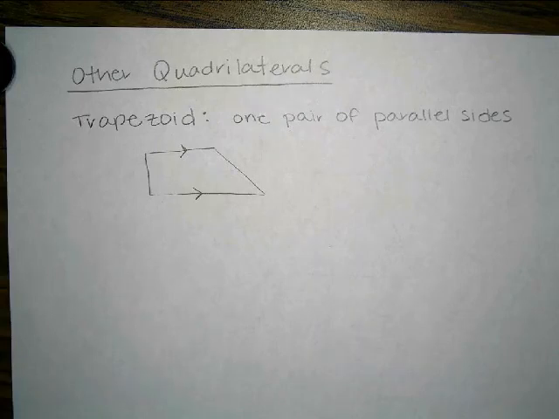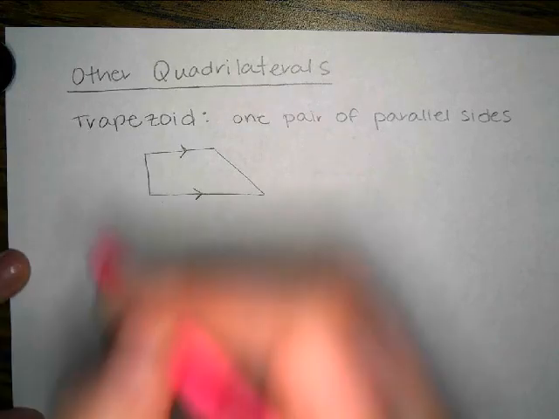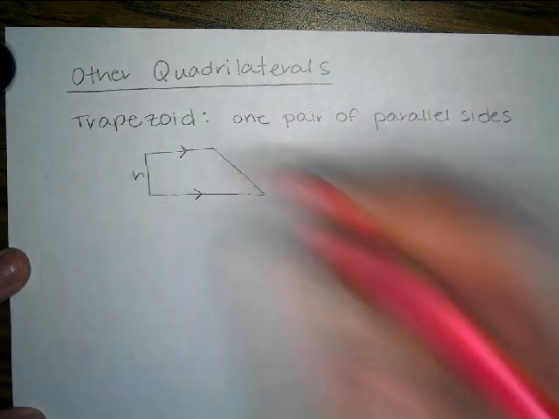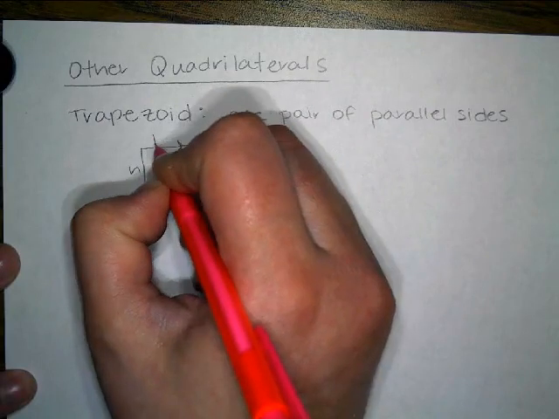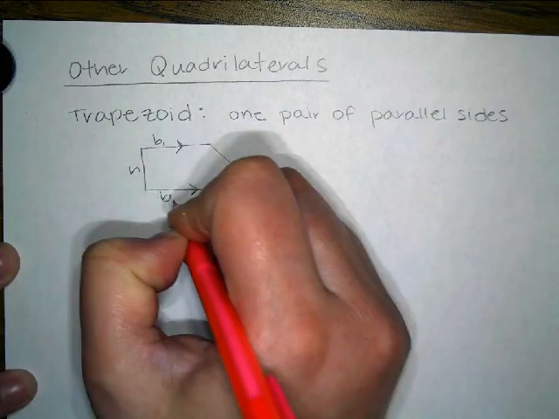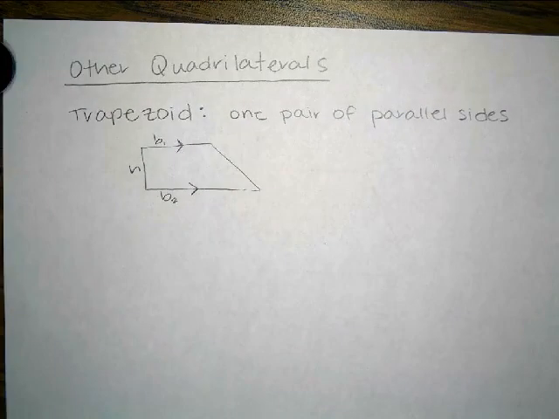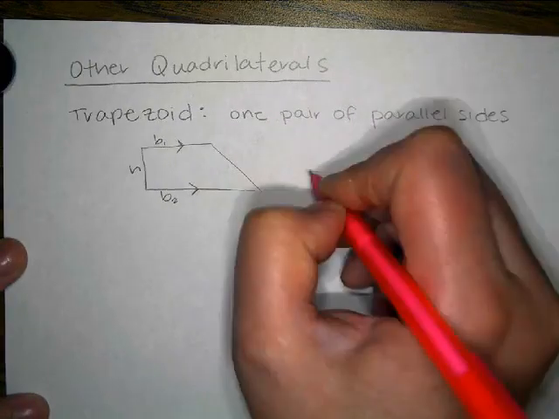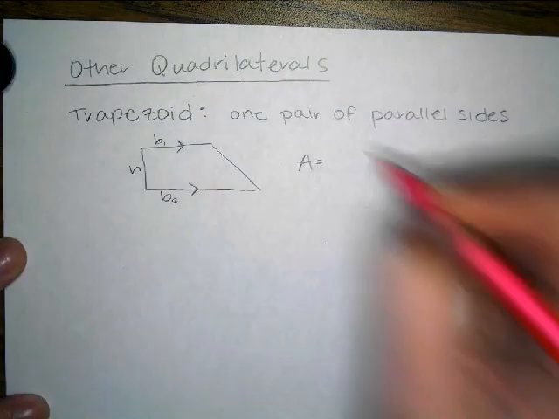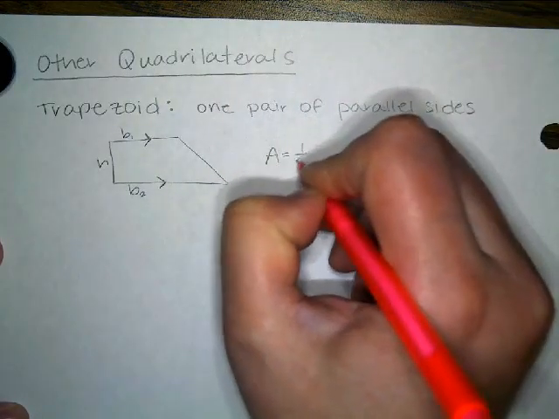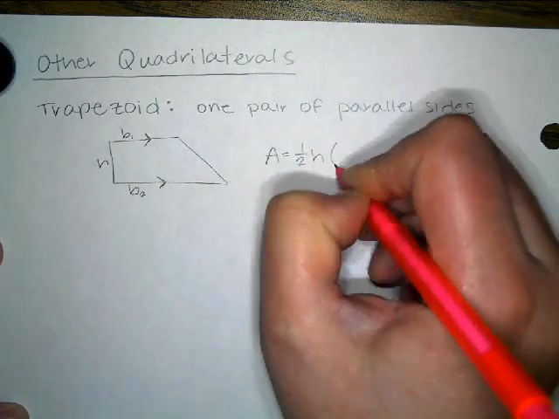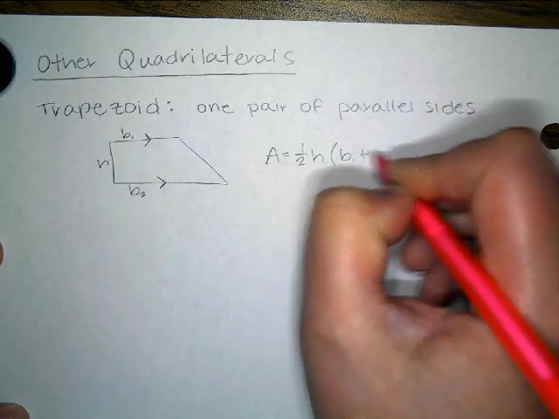And when we label a trapezoid, we would call this the height. That makes sense. And what's kind of weird about a trapezoid is they call this base 1 and this base 2. And they say that the area of a trapezoid, and you are going to need to know this because it does show up, the area of a trapezoid is 1/2 of the height multiplied by base 1 plus base 2.